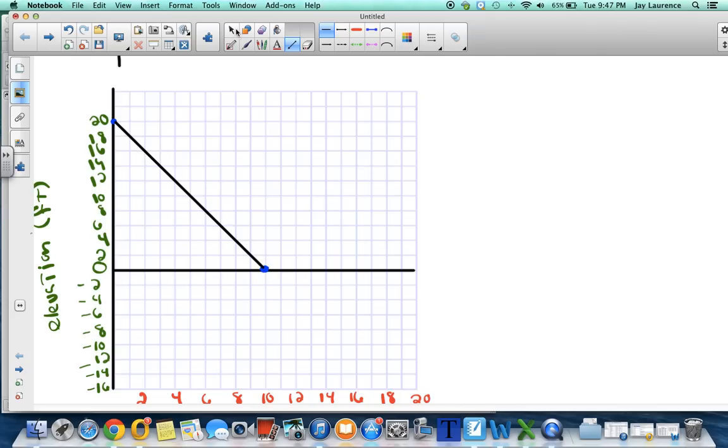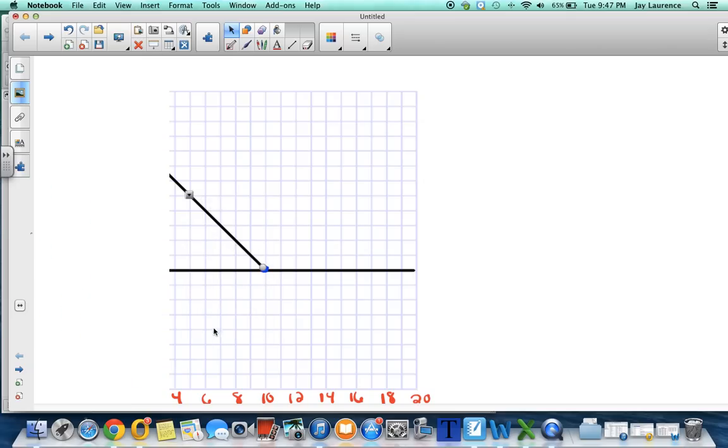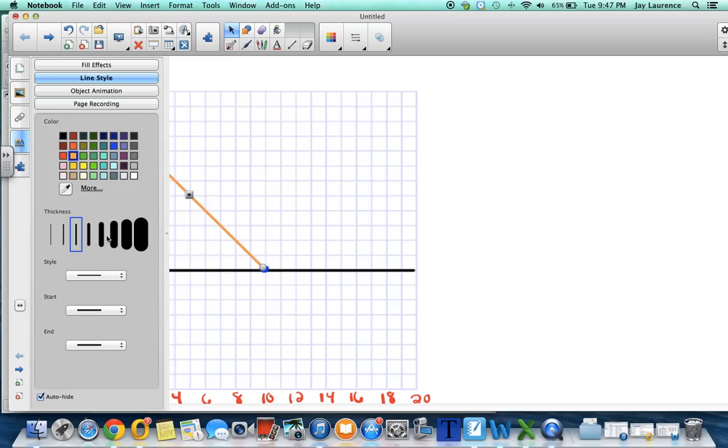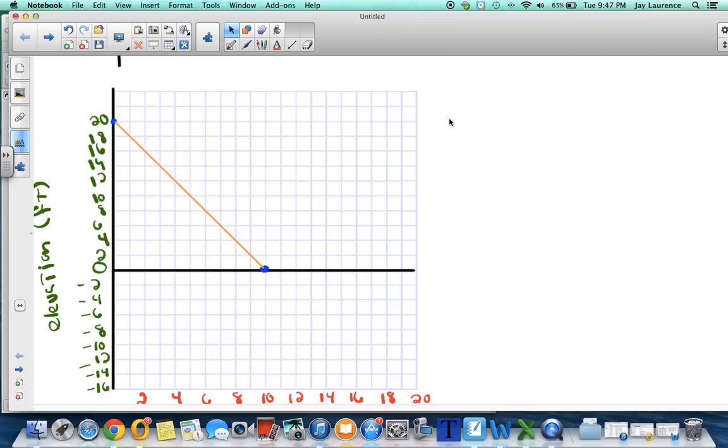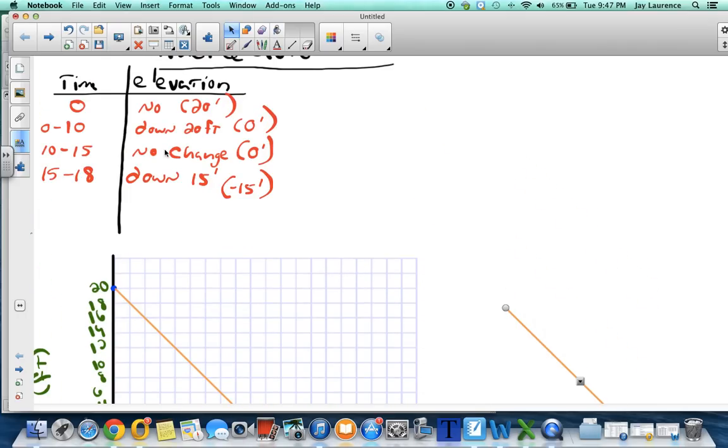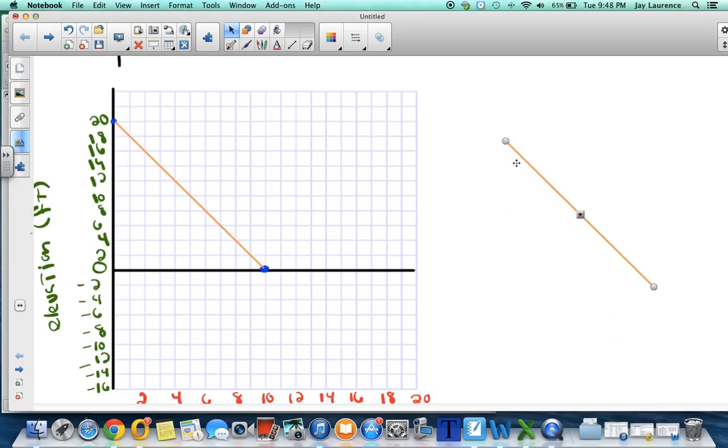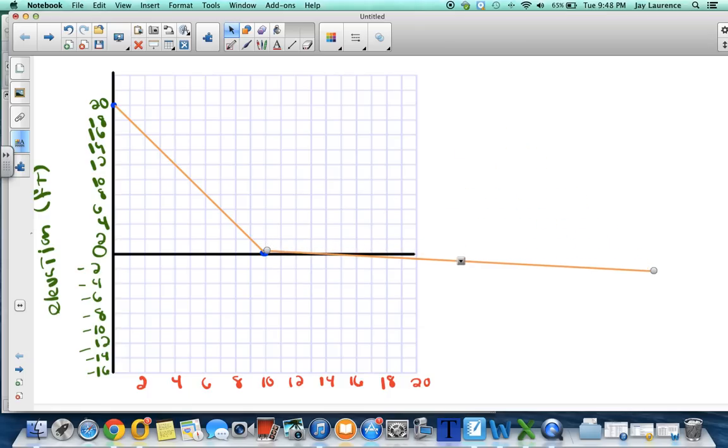All right, and I guess I should change the color of that, otherwise my black segments are going to blend in with my axes, and I don't want that. And there we go. Okay, now from 10 to 15 seconds, he walks along the ground, there's no change. So from 10 to 15 seconds, he's going like this, right?